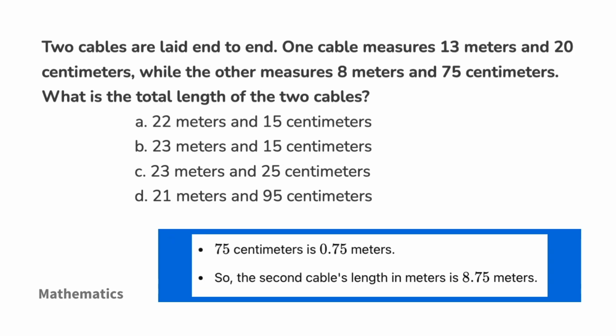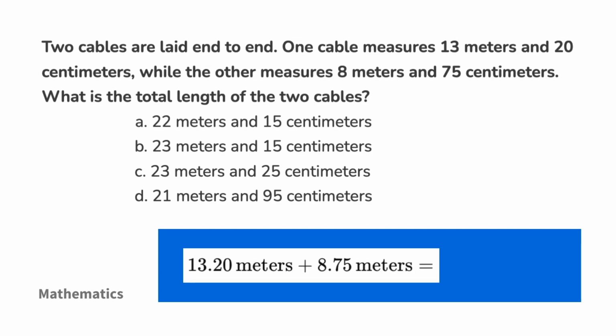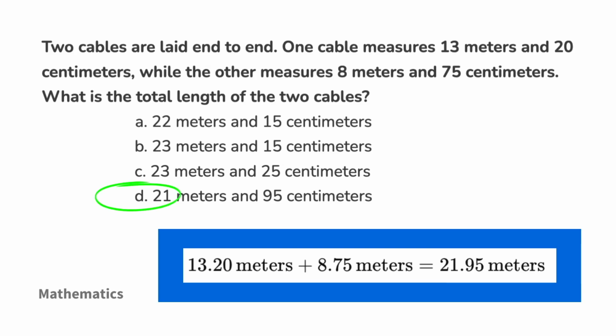Furthermore, the second cable is 8 meters and 75 centimeters. 75 centimeters is 0.75 meters, so the second cable's length in meters is 8.75 meters. Now, to finish up, we need to add the two lengths of the two cables. Here we have 13.2 meters plus 8.75 meters, which is going to give us 21.95 meters, giving us the answer option of letter D.